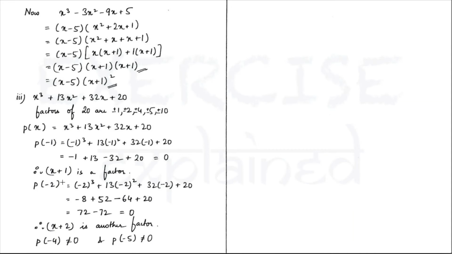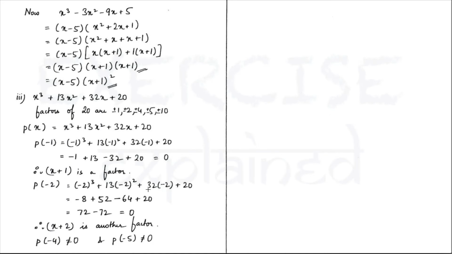So when I put minus 2, what I get is minus 2 cube plus 13 into minus 2 square plus 32 into minus 2 plus 20. So 2 cube is 8 and minus cube is minus itself, so we get minus 8. 2 square is 4 and 13 into 4 is 52. But we have a minus sign here, which squares off and becomes a plus sign. So we get plus 52.